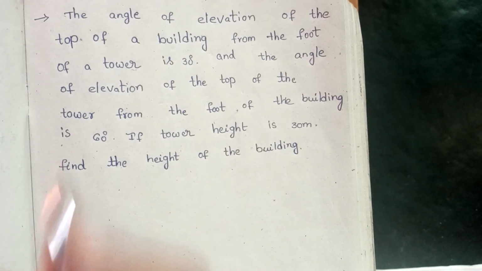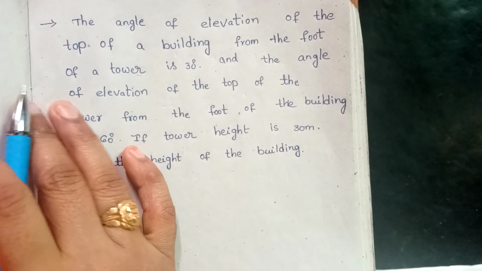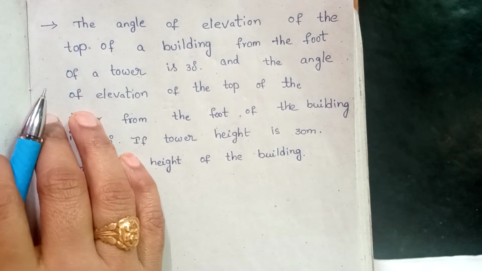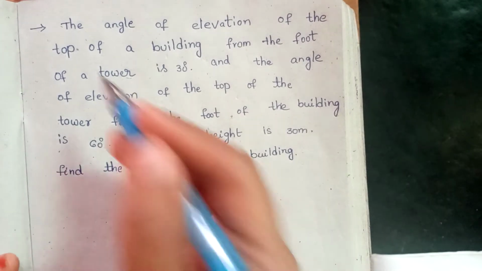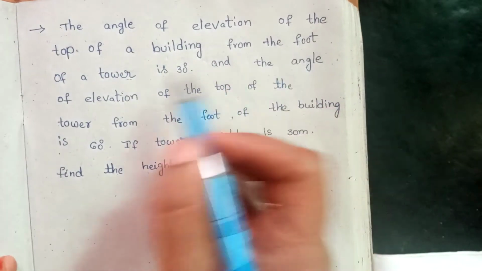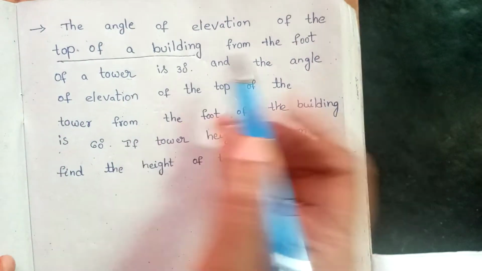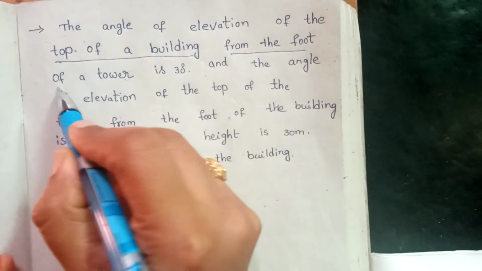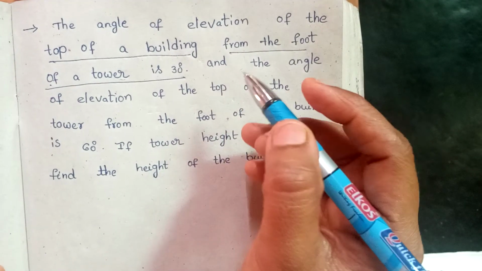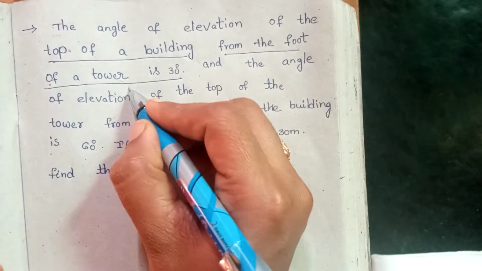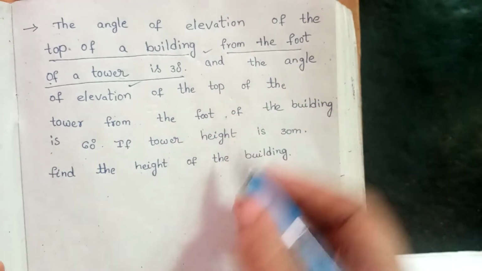Here is one trigonometric problem. First we have to read the problem carefully. Then we can draw the diagram. The angle of elevation of the top of the building from the foot of the tower is 30 degrees. Here we can observe that there are two things. One is tower and another one is building.